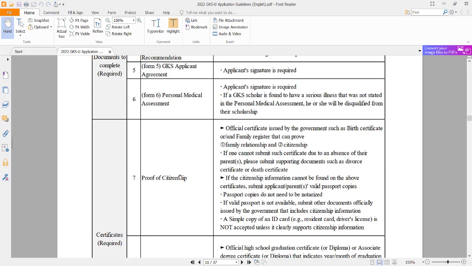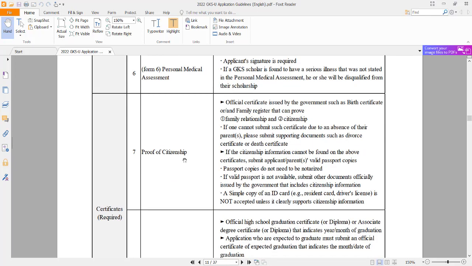Now the seventh document, if you see, is one of the most important documents, I would say. It's the proof of citizenship. So as you can see, the proof of citizenship can be any document which can state that you are a citizen of that particular country.